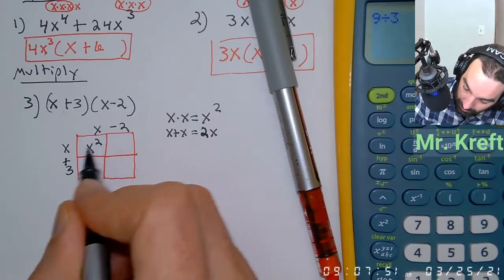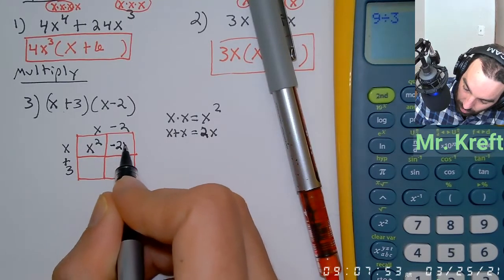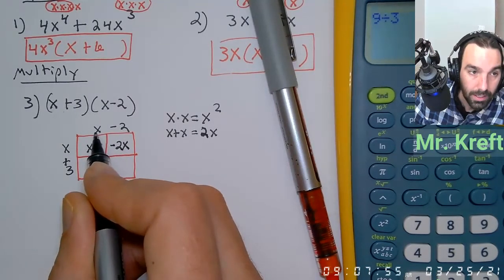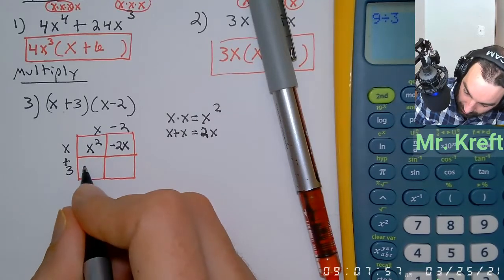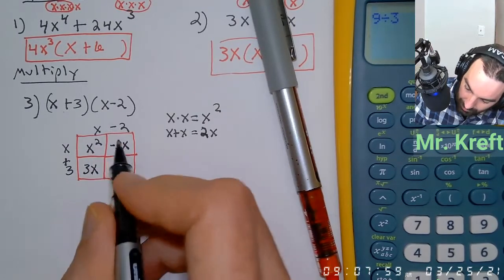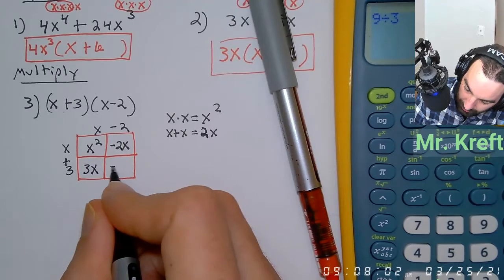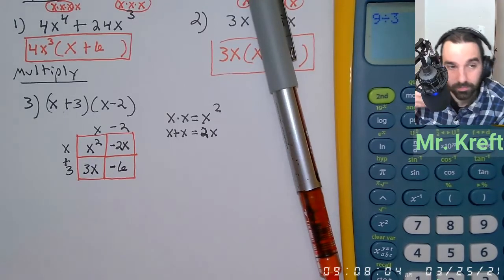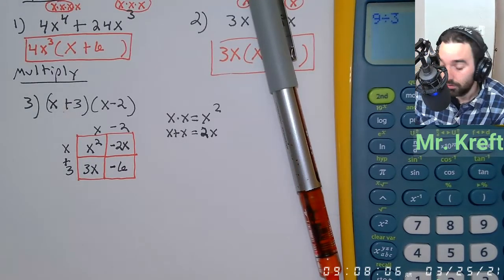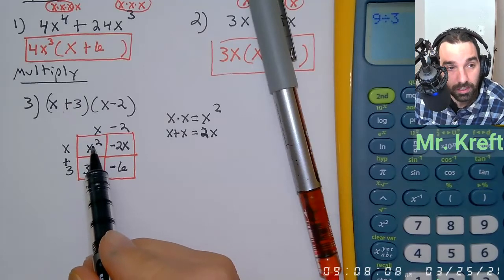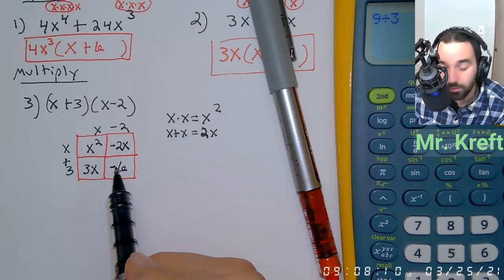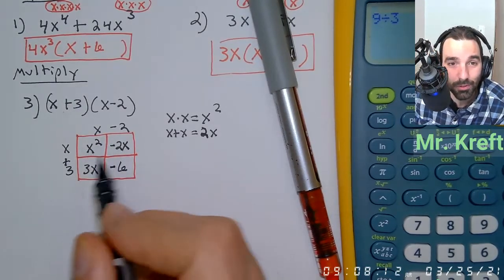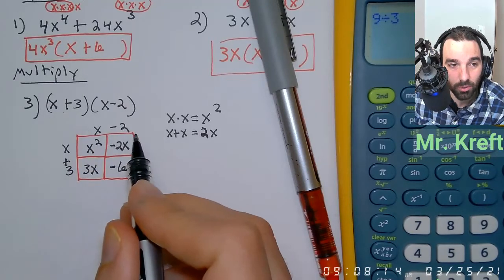And then here I have negative 2 times x, so that's negative 2x. I have x times 3, so that's 3x. And I have negative 2 times 3, so that's negative 6. Okay, so what I did is I used multiplication to find the area of all the small boxes. So now I want to add up all the small boxes to get the total area.